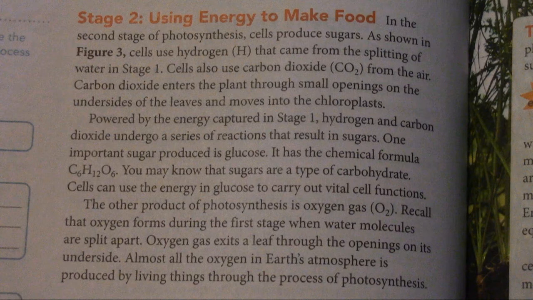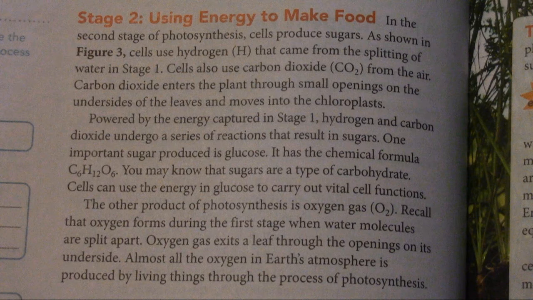Carbon dioxide enters the plant through the small openings on the upper sides of the leaves and moves into the chloroplast. Powered by the energy captured in stage 1, hydrogen and carbon dioxide undergo a series of reactions that result in sugars. One important sugar produced is glucose. It has the chemical formula C6H12O6. You may know that sugars are a type of carbohydrate. Cells use the energy in glucose to carry out vital cell functions. The other product of photosynthesis is oxygen gas, O2.